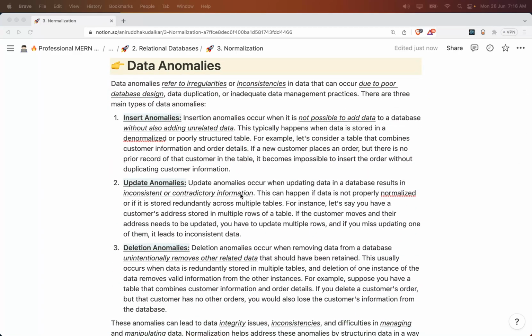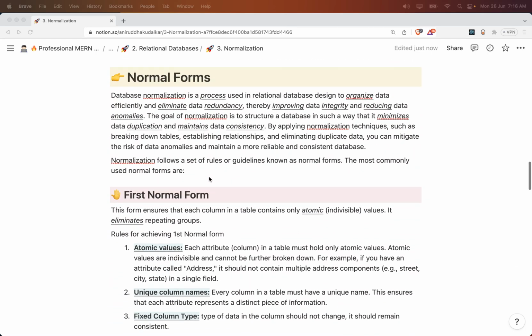Then we'll go for the data anomalies. What are the different types of anomalies, and how do they impact? How to identify them, that we will see in the data anomalies. Then the normal forms.